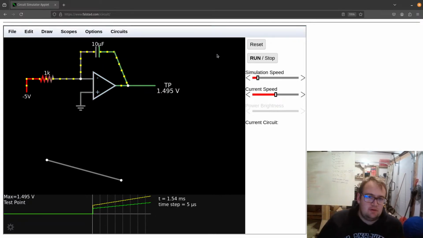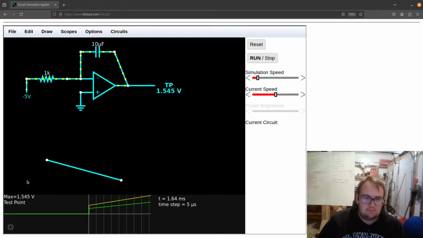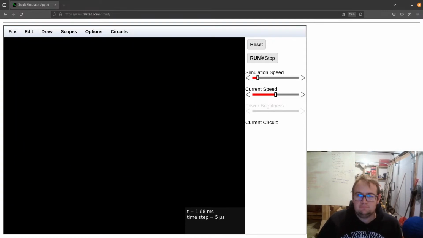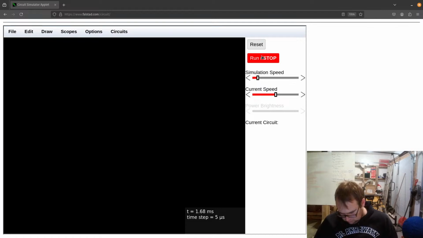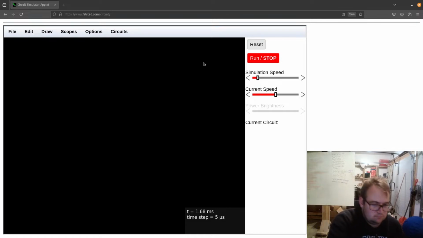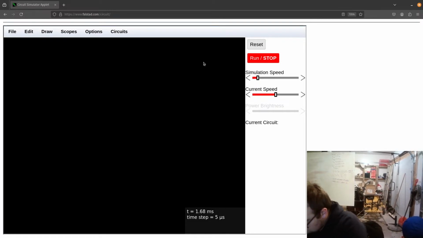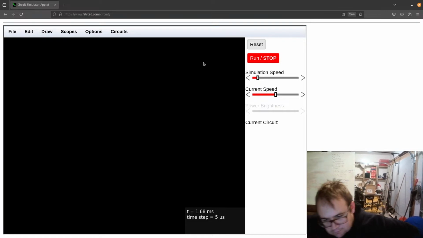Page 234. Page 234, 4.25. Yeah, 4.25. Right down there.